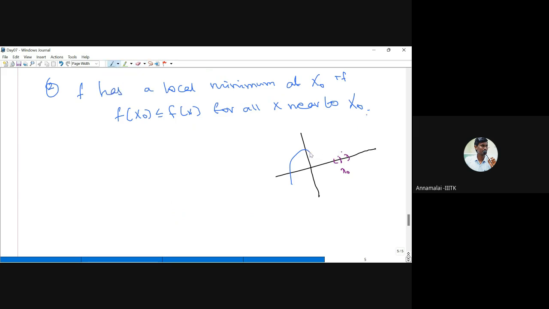So the graph may be like this. Now this is a minimum value in this interval. But if you consider the entire thing, maybe this point is the minimum value. If you consider this interval, the minimum value may be this and the maximum value may be this. But if you look at the entire thing, the maximum value may be this. This is a global maximum and global minimum. Sorry, there are two different definitions, global and local.